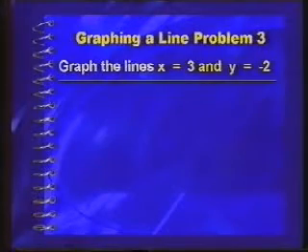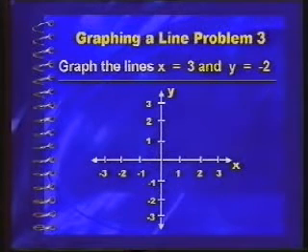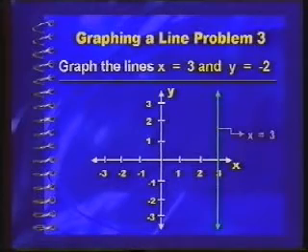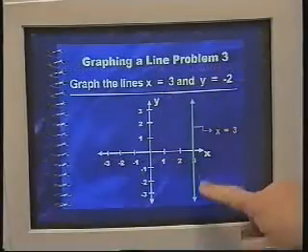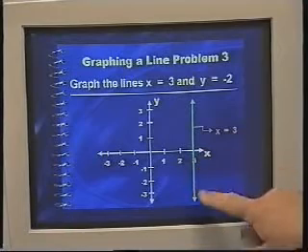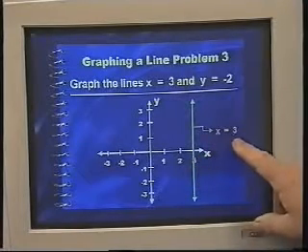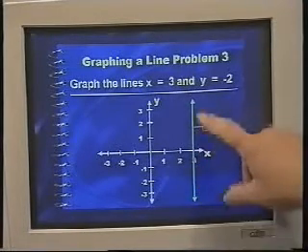Now there are 2 special lines I just want to draw your attention to. They don't look like lines, or they don't look like equations of lines, but they really are. Got an example here. Graph the lines x equals 3 and y equals negative 2. Here we've got the axes. Now, how do we graph x equals 3? Well, basically what you get is the line that has all values of x equals 3. It doesn't matter what y is. So that's this particular line over there.